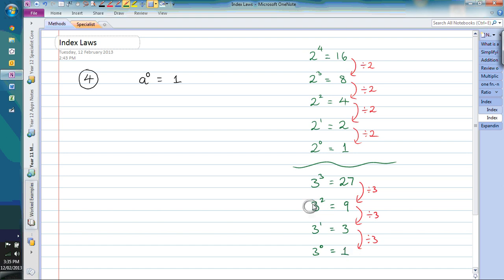And it doesn't matter what the number is here, when I get whatever that number is raised to the power of 0, I'm going to get 1 as my answer. So that's index law number 4. Anything raised to the power of 0 is equal to 1.